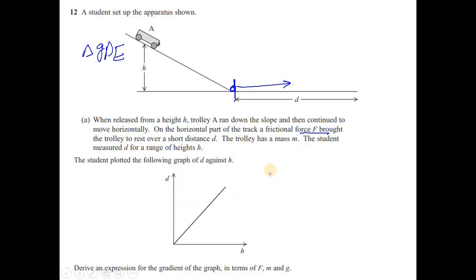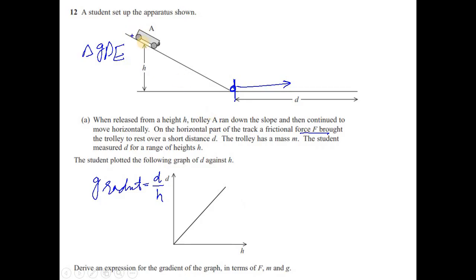So the gradient of this graph is rise over run, and rise will be the d and run will be the h. But we need to give the gradient in terms of force, mass, and g. So we need to replace d and h with these three variables.